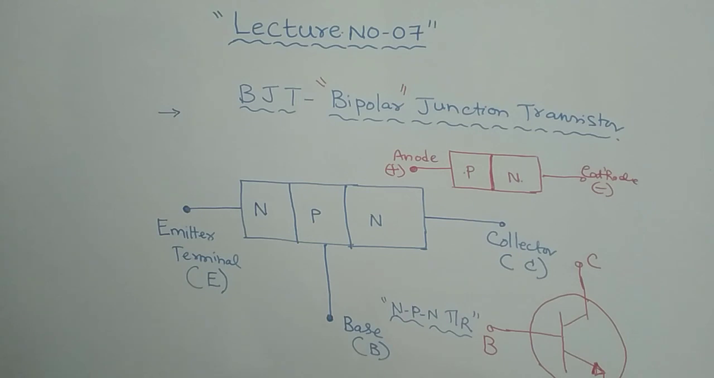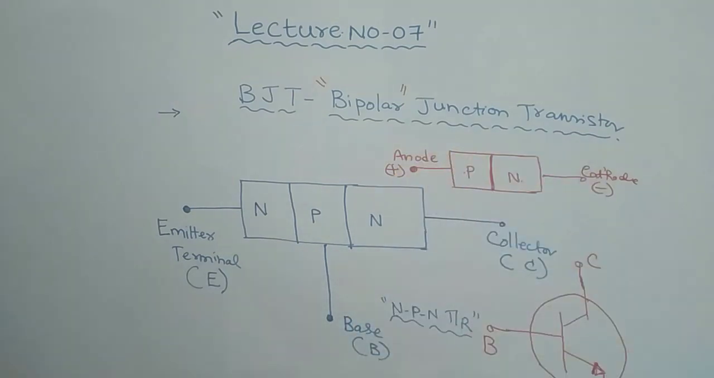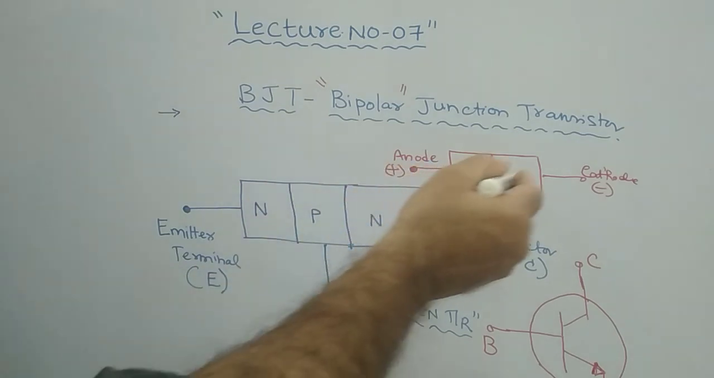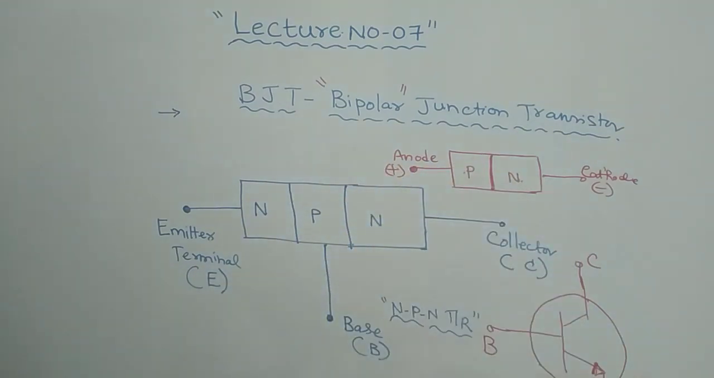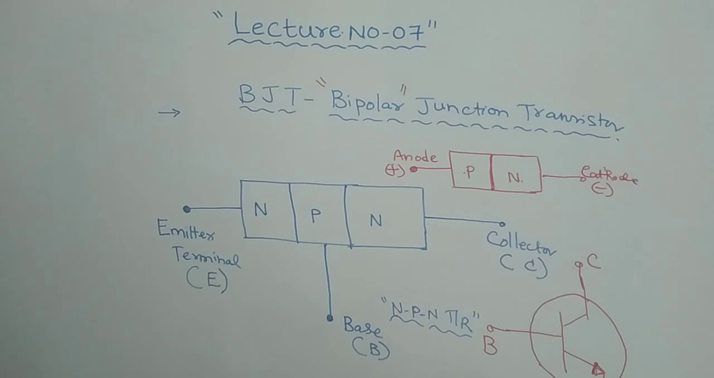One more comparison here is that in the PN junction diode, the conduction current, or the flow of current, is predominantly due to the flow of electrons. Most of the time it is due to majority carriers only. If you see the PN junction diode, the majority carriers are basically the electrons only. Because of the majority carriers only you get the flow of current.